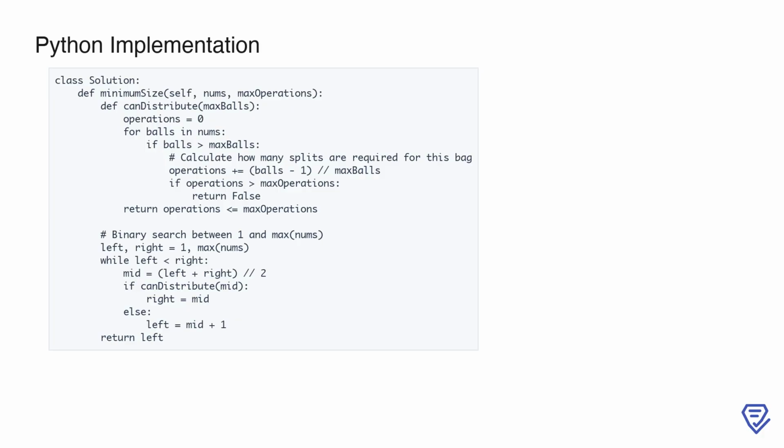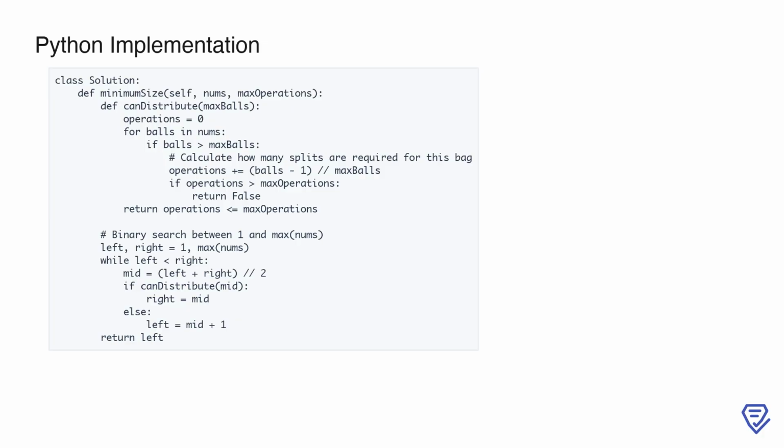The function defines a helper method, canDistribute, which checks if it is possible to limit the number of balls in any bag to max balls. For each bag, if the number of balls exceeds max balls, the code calculates how many splits are needed to reduce the number to max balls or below. If the total number of required operations exceeds max operations, the function returns false, otherwise, it returns true.